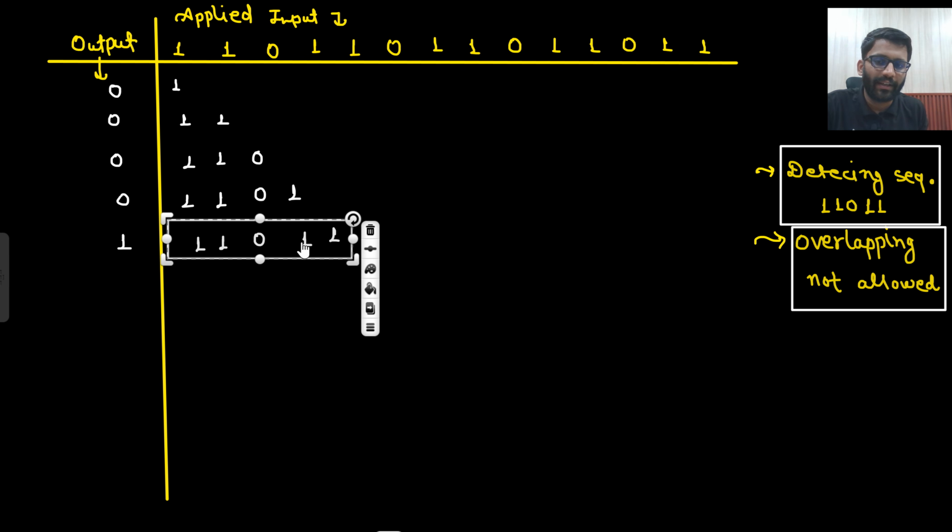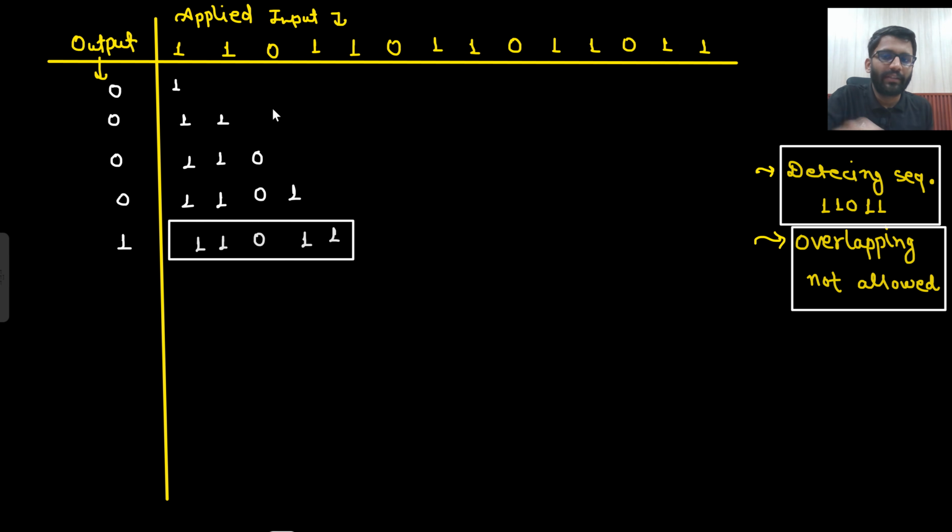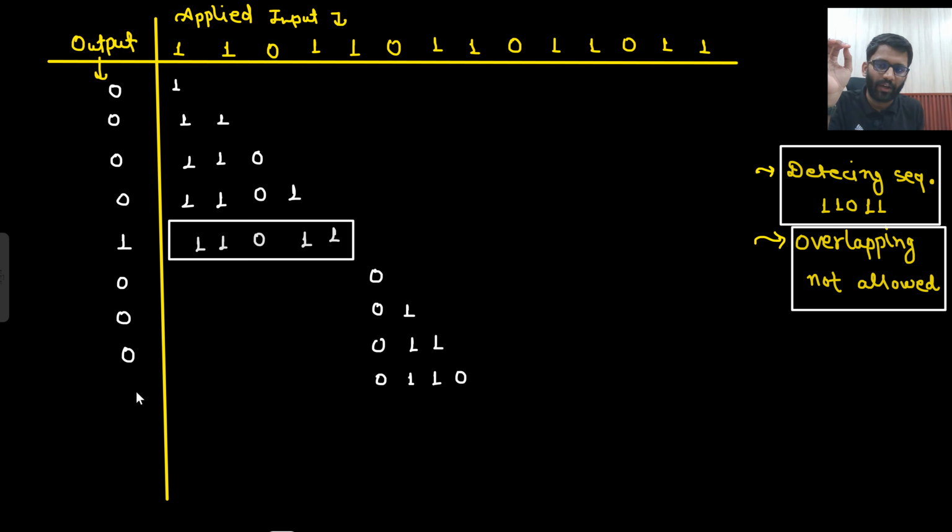Now what is the question saying? Overlapping not allowed means that as soon as the sequence is generated, your register will be cleared. All these values will be cleared. Now nothing is there. Next 0 will come directly, and the previous values are gone, so output will be 0. Then 1 will come, output again 0. Then 1 will come, output again 0. Then 0 will come, and output will again be 0.